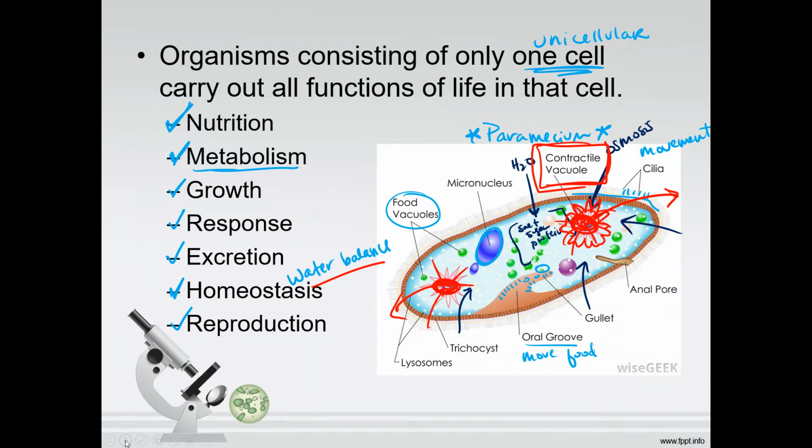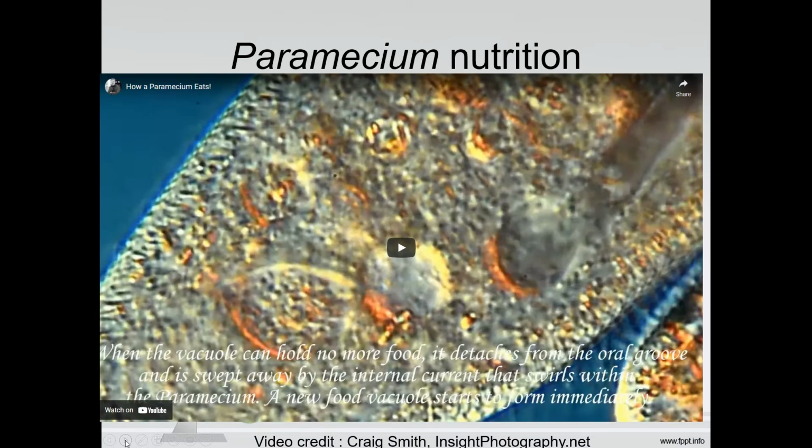We're going to watch a couple videos of Paramecium doing super cool things. So this one is a Paramecium eating. Look for the cilia, the little hair-like structures that move the Paramecium around, but also move the food down the oral groove into the gullet. Look for those food vacuoles being formed, and enjoy the background music, which came with the video. It's not me.